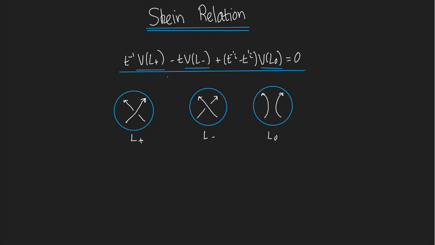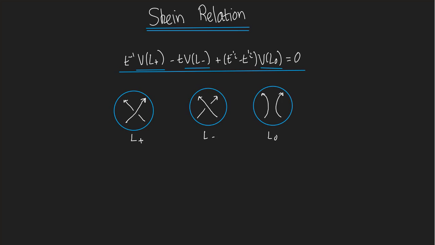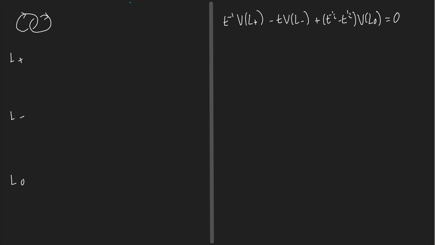Okay, so let's see how to apply it. The lesson is that you can use the skein relation to work out any one of these three Jones polynomials in terms of the other two. Okay, so let's have a go at the Hopf link here.